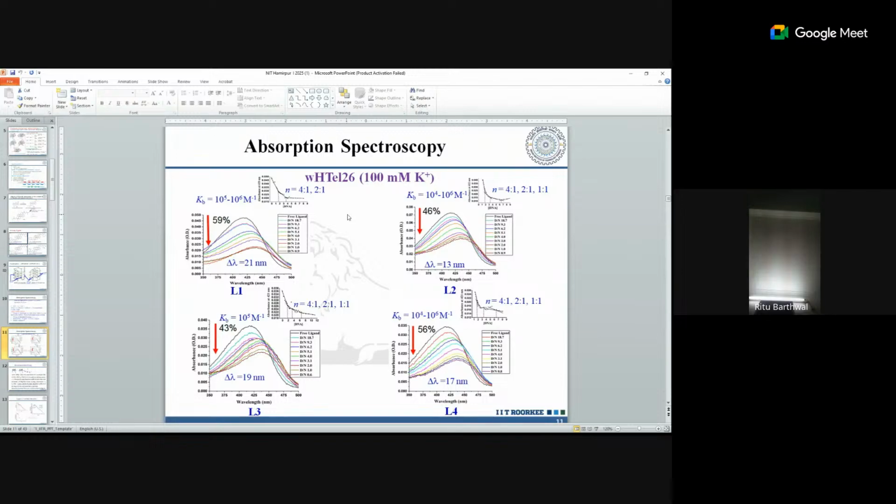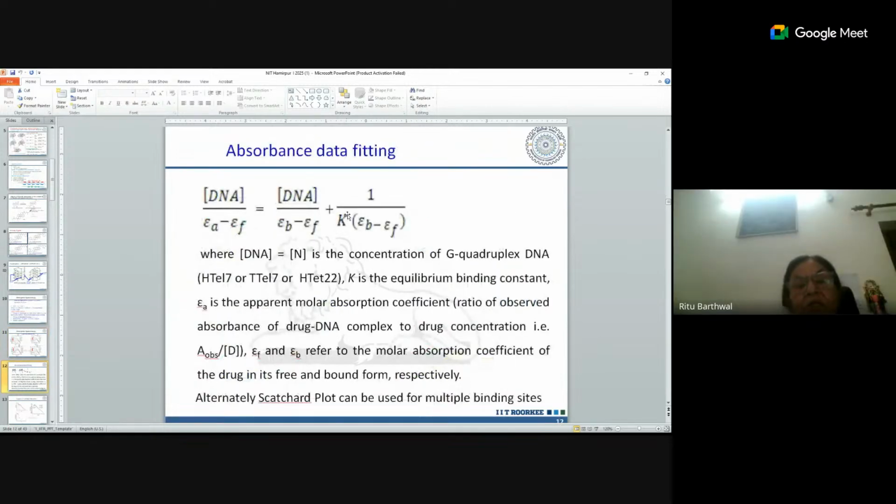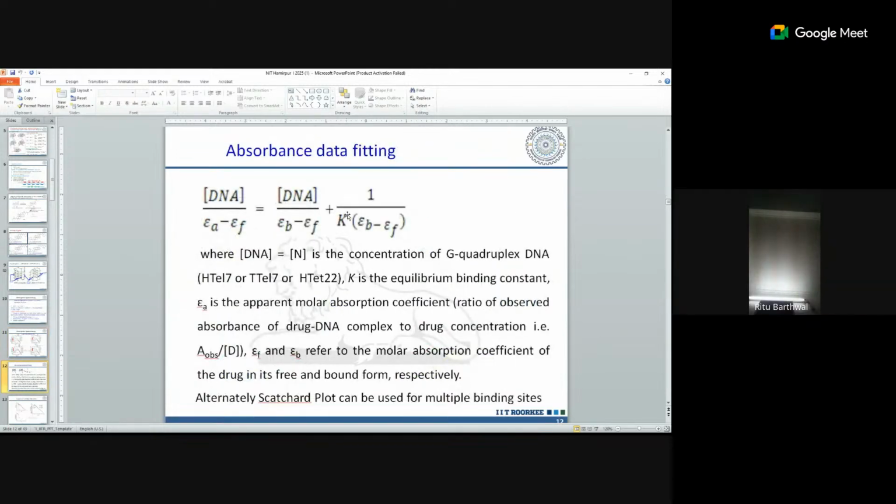Slide number 12 shows you this. To do the data fitting, we have used this equation, which is a standard equation, and we can find out epsilon B. Epsilon free is known to us, and epsilon A is apparent for the complex.